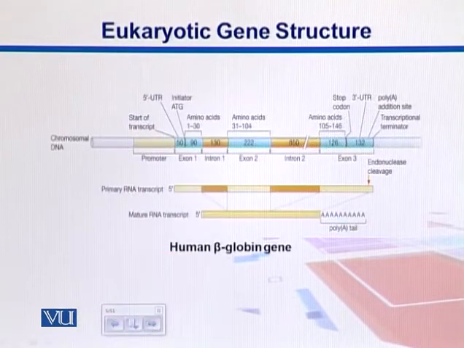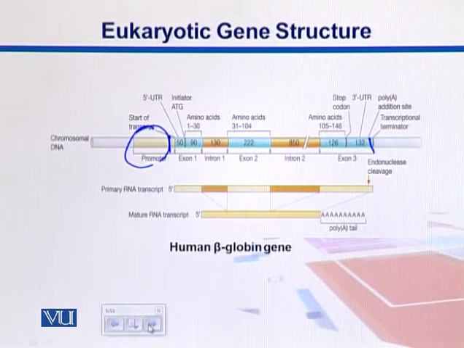Here is the structure of a typical eukaryotic gene. We see there is a chromosome, and the gene is the region where we can see some specific patterns. We can see there is a promoter region. Then there is the start of transcription. So transcription starts from here and ends at this point. So this whole region is then transcribed into messenger RNA.